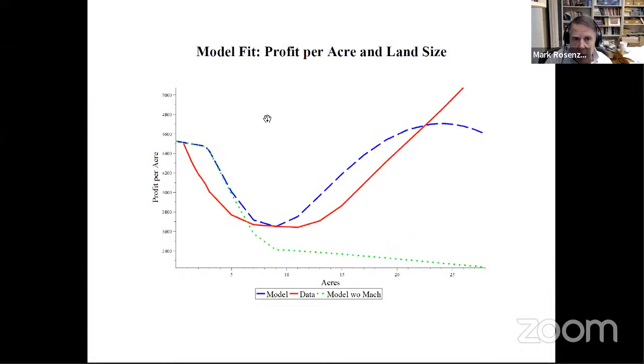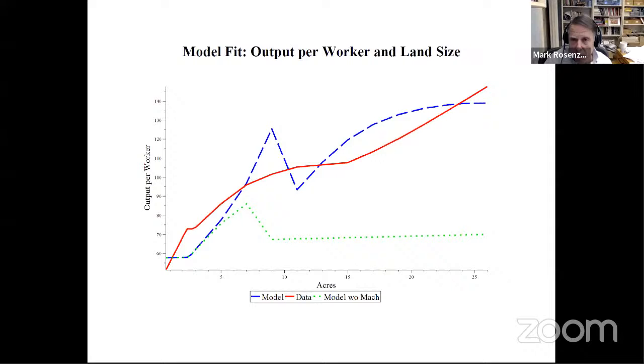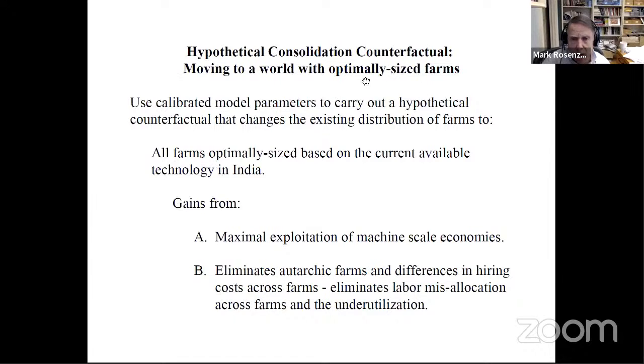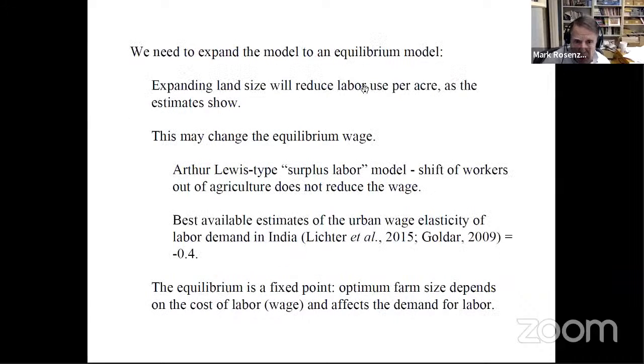This is profits per acre. The red is the data, and the model is the blue. It fits output per acre. We're fitting the model on those two moments. We're not fitting the model on labor hours per acre, but it fits that just as well. So the model does pretty well. The model is also capable of spitting out the fixed transaction cost that we see in the wage schedules, even though we don't use those data to calibrate the model.